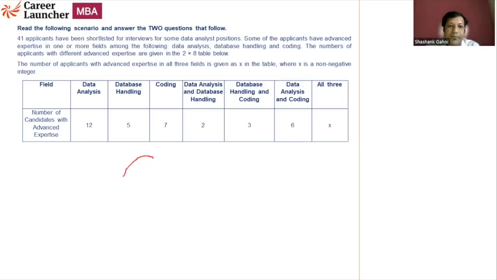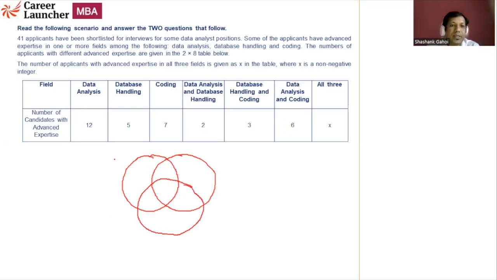We have something common. So basically this seems like a set theory problem. So I'm just going to draw 3 circles. The first one is data analysis. Second one is database handling. And third one is coding. Data analysis in total is 12. Database handling is 5. And coding is 7 in total.